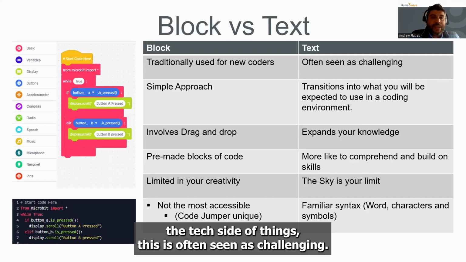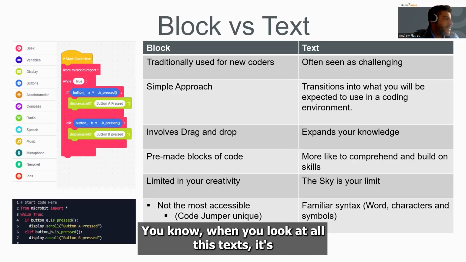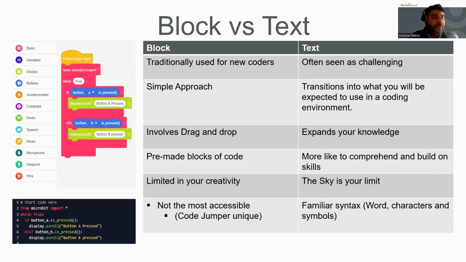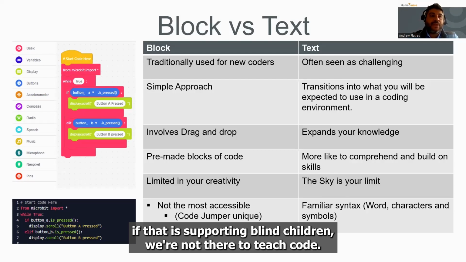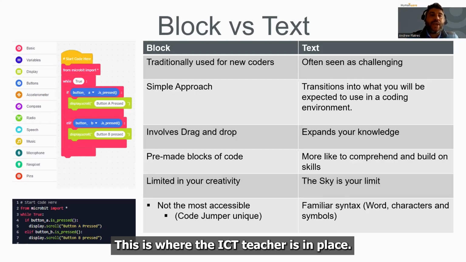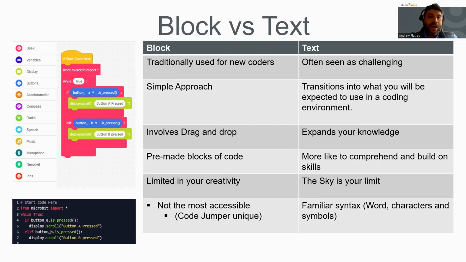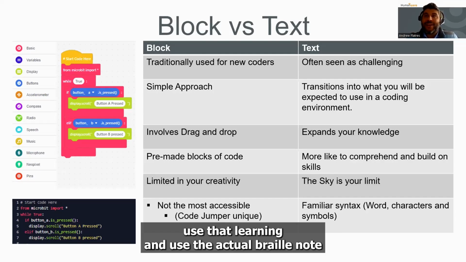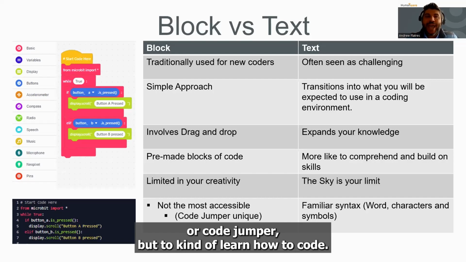Now, on the text side of things, this is often seen as challenging. When you look at all of this text, it can be very scary and overwhelming for us. One thing to remember, if you are supporting blind children, we're not there to teach code. This is where the ICT teacher is in place. What we're here to do is provide the tools on how we can use the actual Braille Note or CodeJumper to learn how to code.